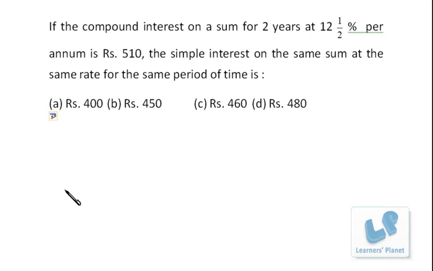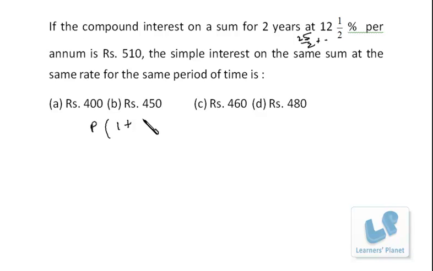Now let's try this problem. If the compound interest on a sum for 2 years at 12.5% per annum is rupees 510, the simple interest on the same sum at the same rate for the same period of time is what? Now, what is compound interest? That is principal, I assume it to be P, 1 plus R by 100. That is 12 2s are 24, 25 by 2%.